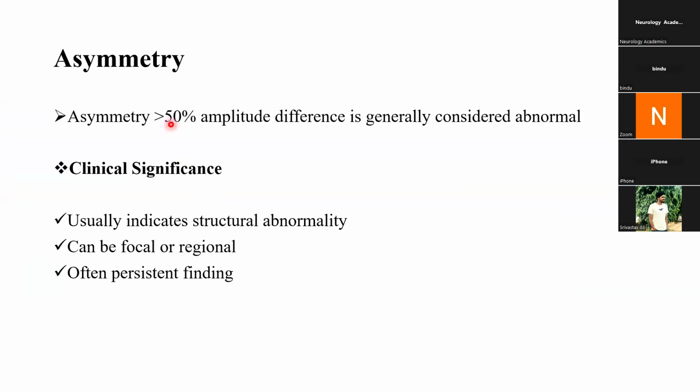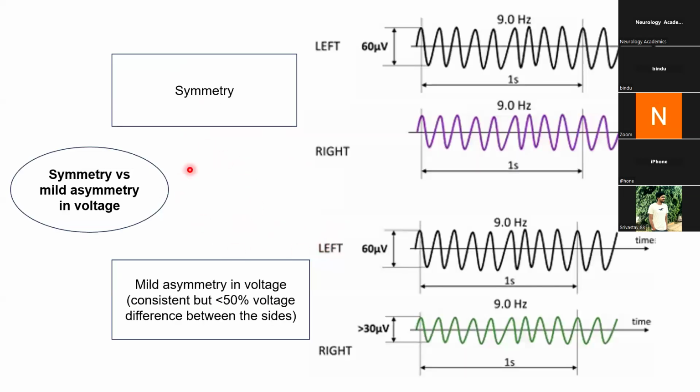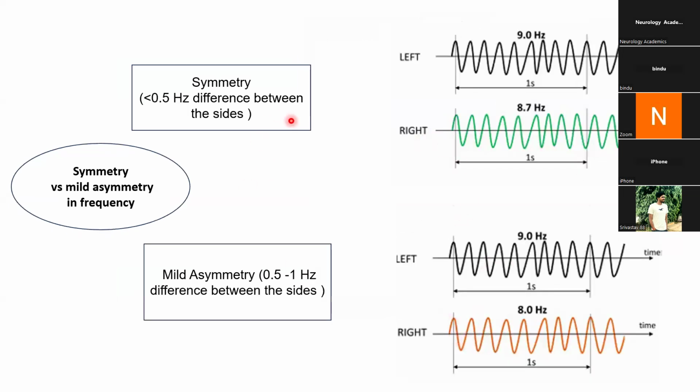A more than 50% amplitude difference is generally considered abnormal, which usually indicates there is an underlying structural abnormality which can be either focal or regional. So, symmetry versus mild asymmetry. In mild asymmetry in voltage, first we consider if it is less than 50% voltage difference between the two sides, by visual impression, then it is called mild asymmetry. And if it is less than 0.5 hertz difference between the sides, then it is symmetric, whereas if it is between 0.5 to 1 hertz difference between the sides, then it is a mild asymmetry.